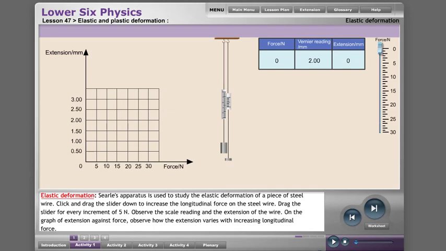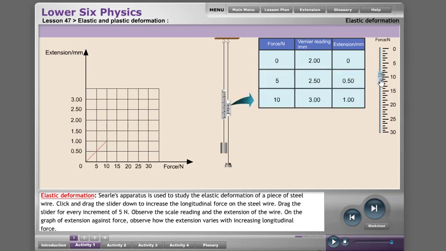Elastic deformation. Searle's apparatus is used to study the elastic deformation of a piece of steel wire. Click and drag the slider down to increase the longitudinal force on the steel wire. Drag the slider for every increment of 5 Newton. Observe the scale reading and the extension of the wire. On the graph of extension against force, observe how the extension varies with increasing longitudinal force.